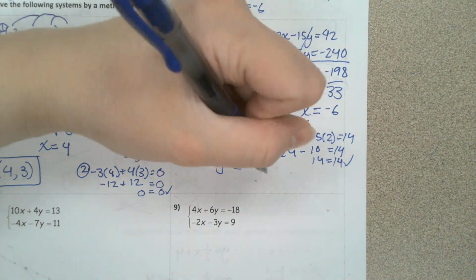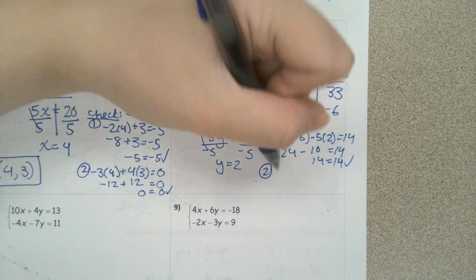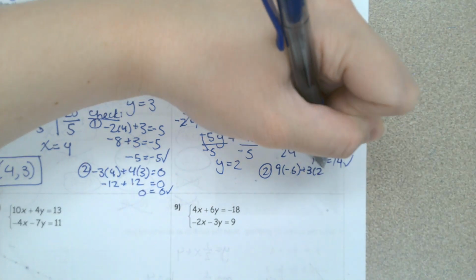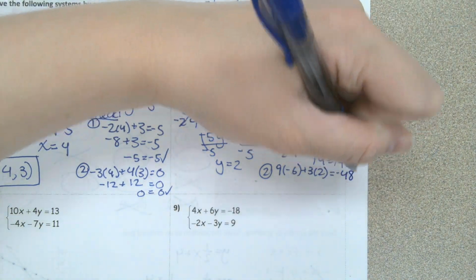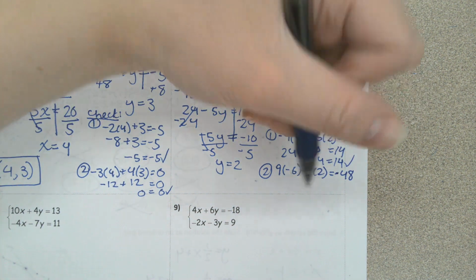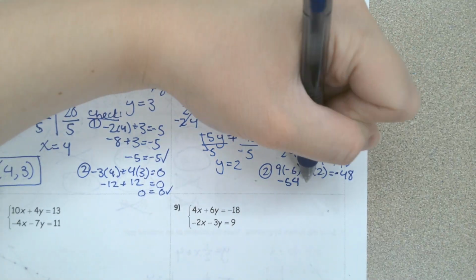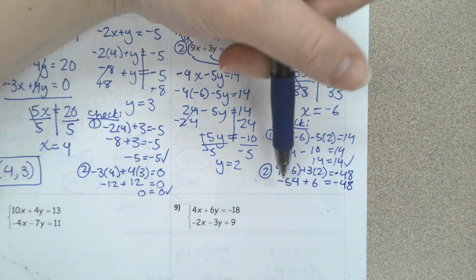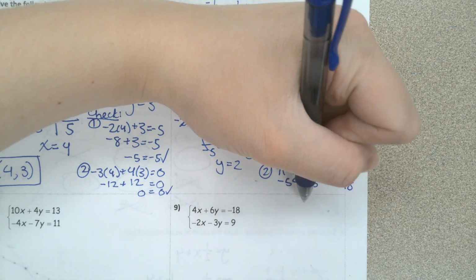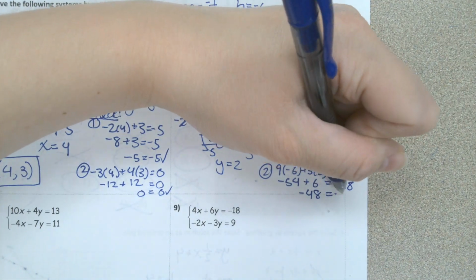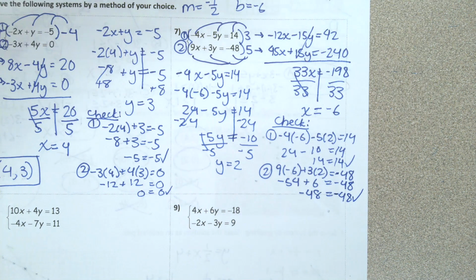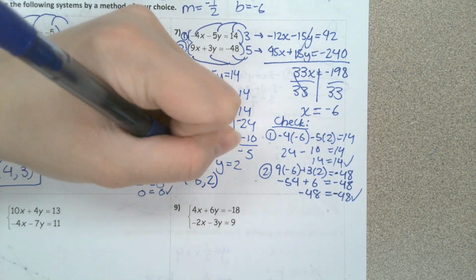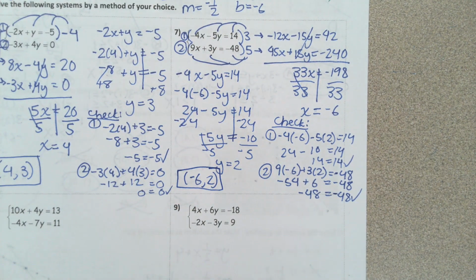And then now I want to do that with equation 2. 9x, so 9 times negative 6 plus 3y, 3 times 2, equals negative 48. 9 times negative 6 is negative 54, plus 3 times 2 is 6, equals negative 48. Negative 54 plus 6 is negative 48. And that worked. So my final answer is the point negative 6, 2. X comma y, always.